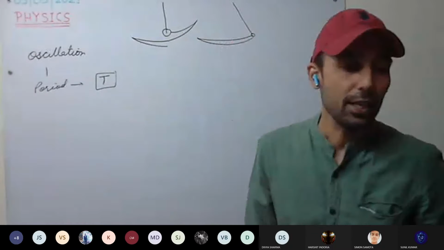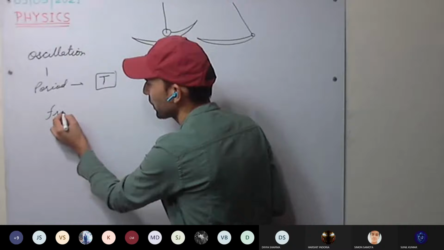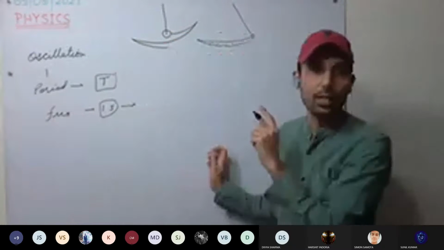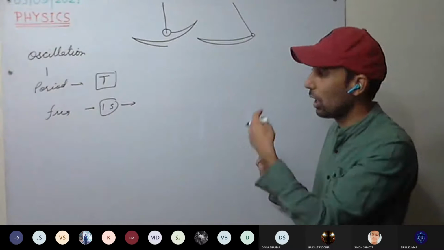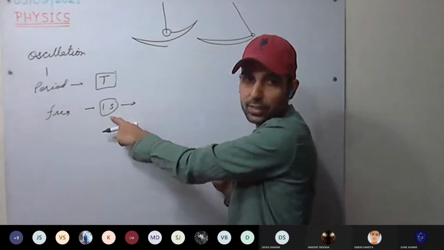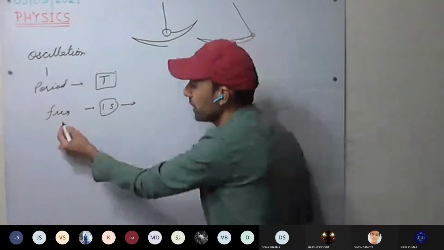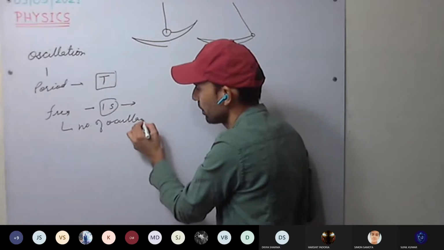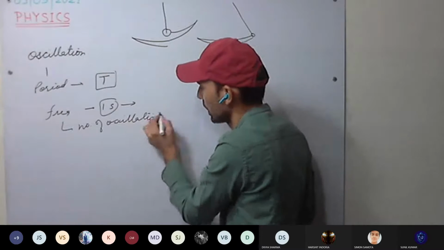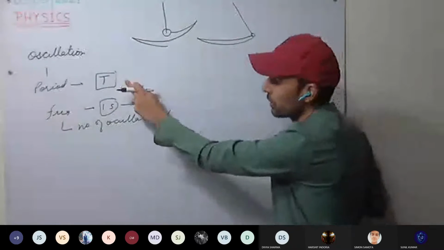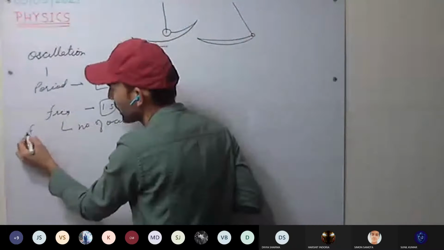Then we discussed frequency. Frequency means in 1 second how many oscillations are taking place. So how many times the bob oscillates in 1 second. Frequency means number of oscillations per second. Okay. So what is the relation between time period and frequency?